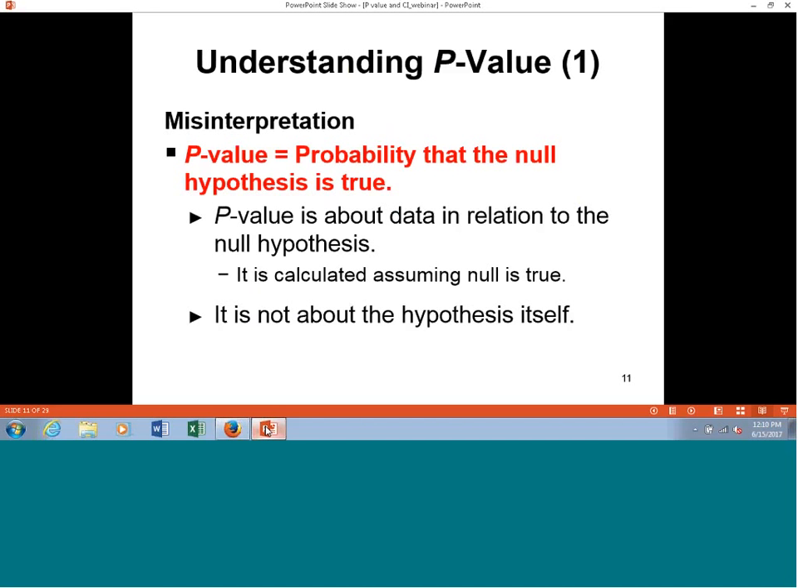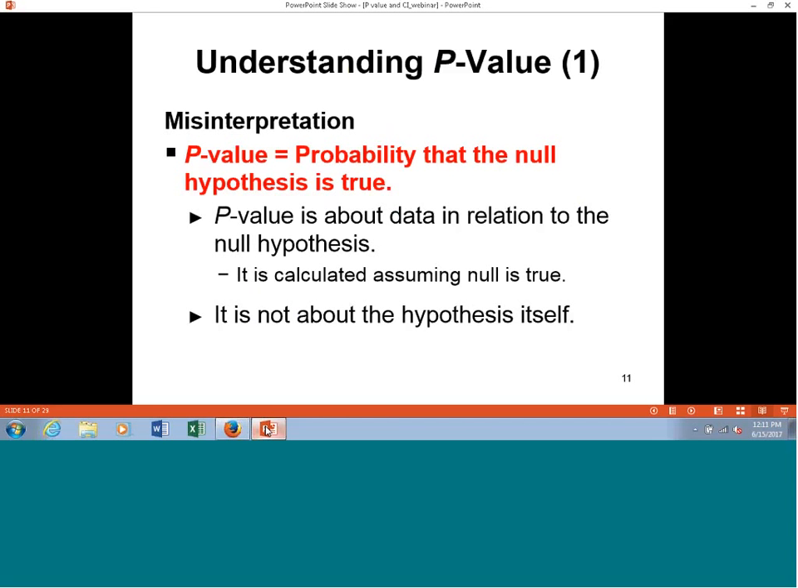So next, I will discuss the most common misinterpretations of p-value. It may be helpful when you try to interpret the results of your own study or evaluate the reports of other studies published by other people. The first misconception is that the p-value represents the probability that the null hypothesis is true.